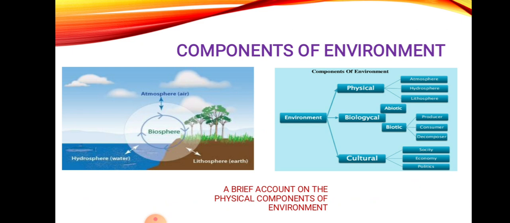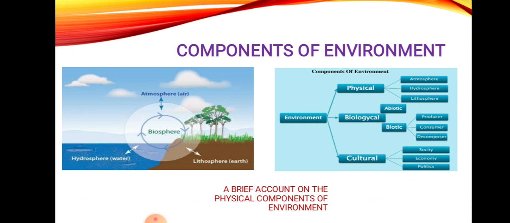In the left figure we have four different components: the lithosphere, hydrosphere, biosphere and atmosphere. Lithosphere is nothing but the soil environment or earth. The hydrosphere is the water environment. Then atmosphere is the air environment. In all these three kinds of environment, living organisms are present. So this region is called the biosphere.